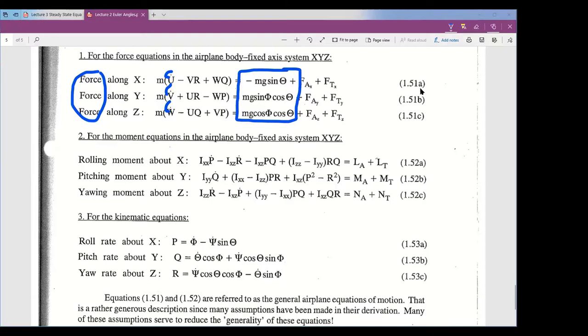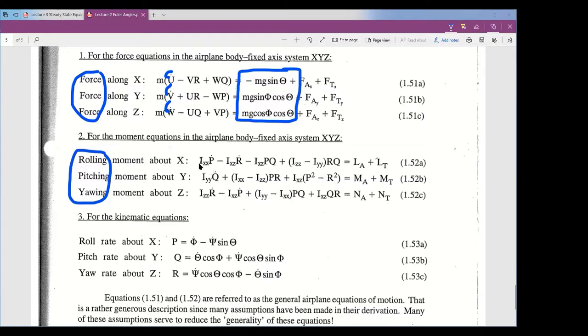This is equation 1.51 in your book. It's a summary of the equations of motion. And so we've added this. The rest of this we already had. Here's the rolling, pitching, and yawing moment equations. You can identify those. Oh, this has a p dot and an r dot.